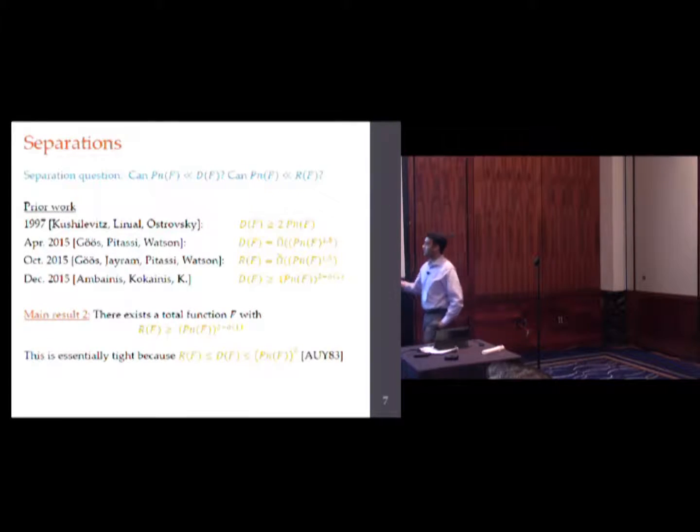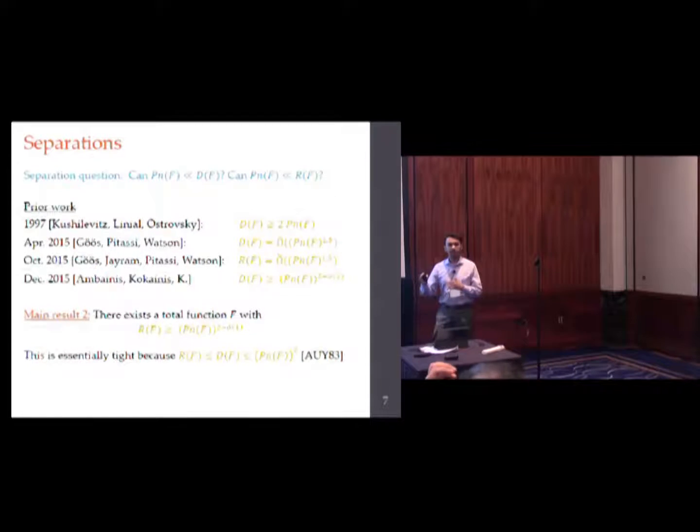And these results stop at quadratic because actually there's a general result that says for any total function f, both the randomized and deterministic communication complexities are upper bounded by the square of the partition number. So quadratic is the best you can get, and we essentially have quadratic. So this essentially settles this problem.